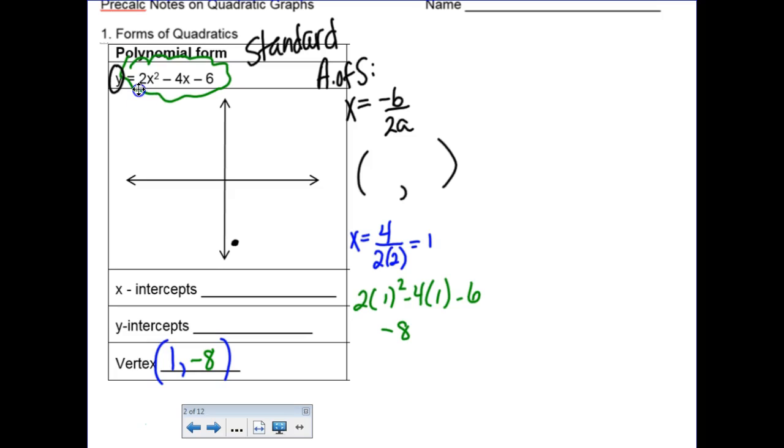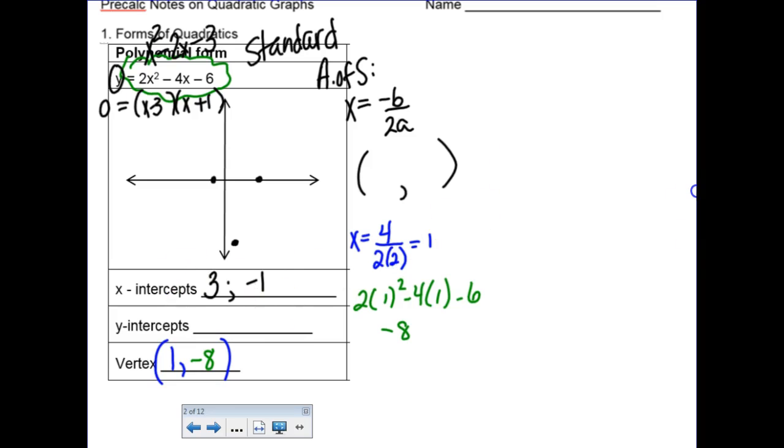So good news, this does factor. Technically, I know it's scary because it's a y equals. You can technically divide the 2 out of it because I just need your solutions reduced. So if you thought of this as 1x squared minus 2x minus 3, that would factor into x minus 3 times x plus 1. And if you solved those factors, you'd get x equals 3 and x equals negative 1. So I found my factored solutions. Those are the x-intercepts.